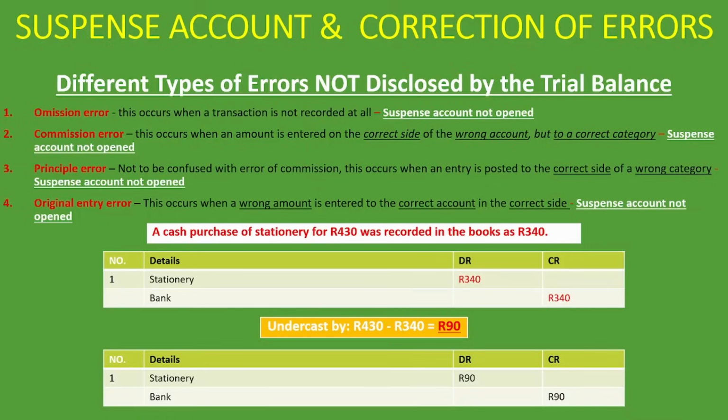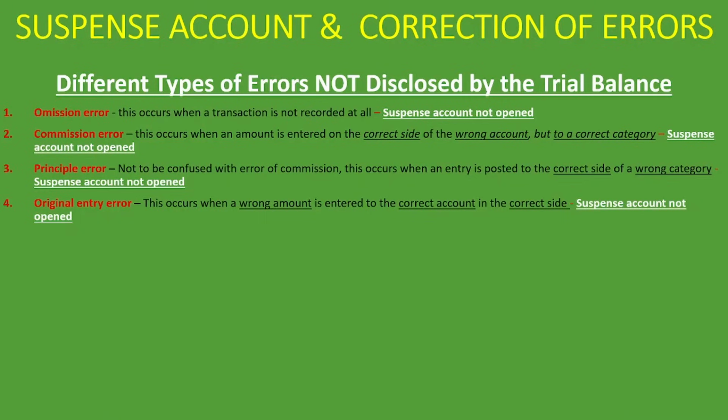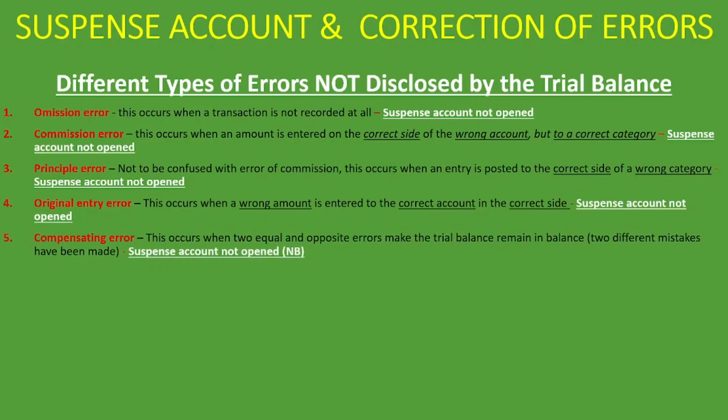And we're going to look at a practical example that you'd see in an exam situation and deal with the correction of errors and the suspense account. Okay, so that's it for the error of original entry. Let's look at the fifth type of error, compensating error.